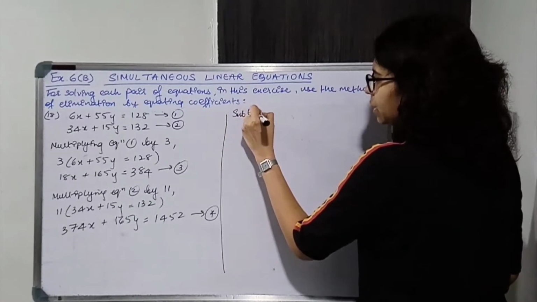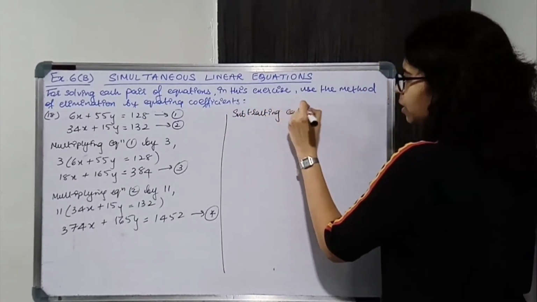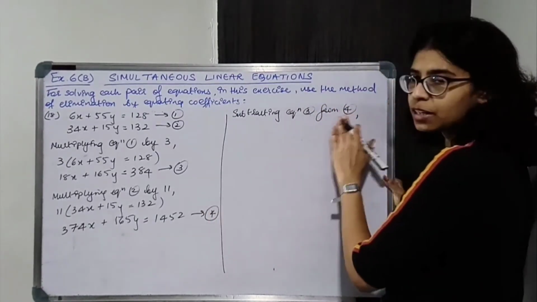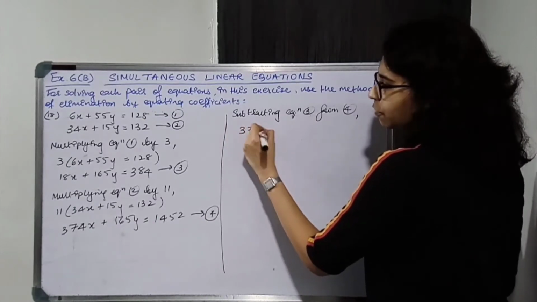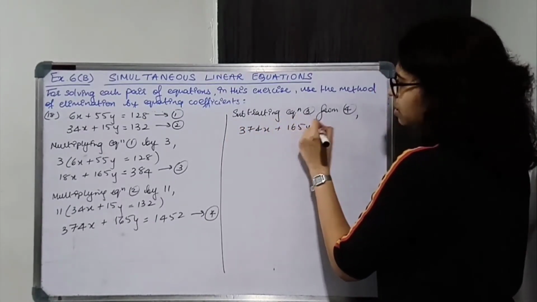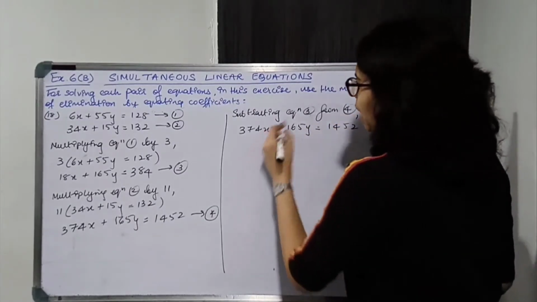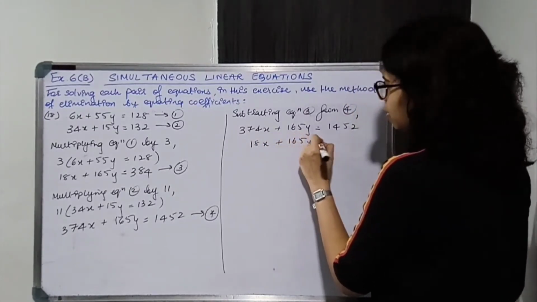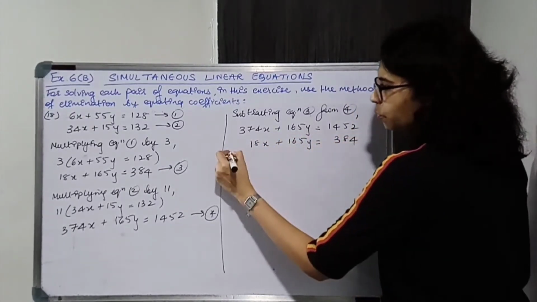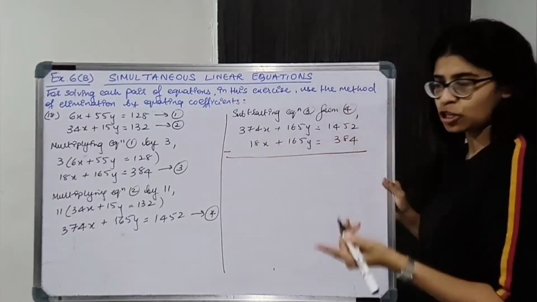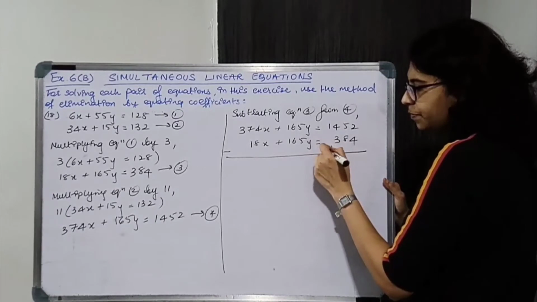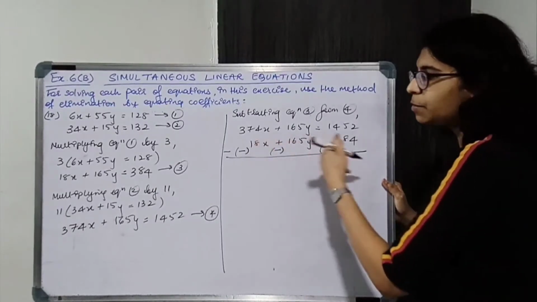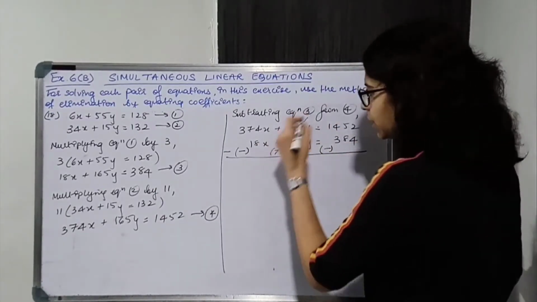So subtracting equation 3 from 4. Since we are subtracting 3 from 4, we write 4 first. So 374x plus 165y is equal to 1452, and equation 3 we will write now: 18x plus 165y is equal to 384. Now we are subtracting, so the signs of the second equation will change. Positive becomes negative, this positive becomes negative, this positive also becomes negative. The signs become opposite. Had there been any negative, it would become positive. This will get cancelled.